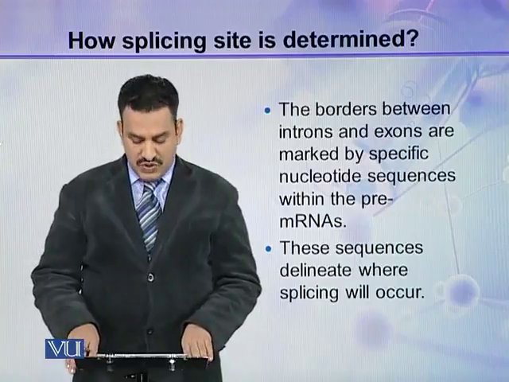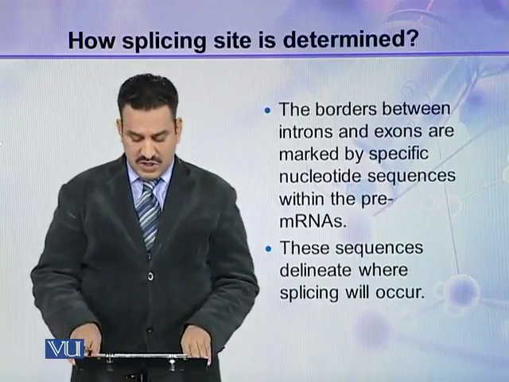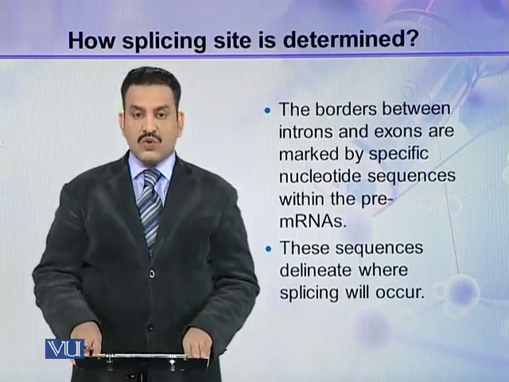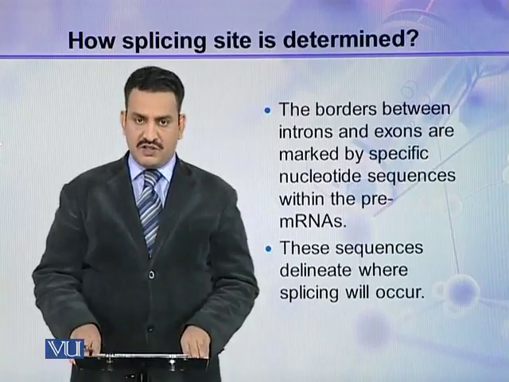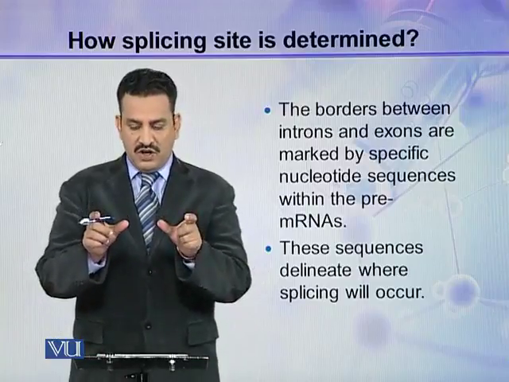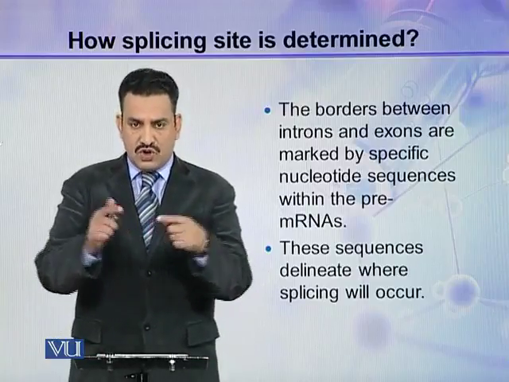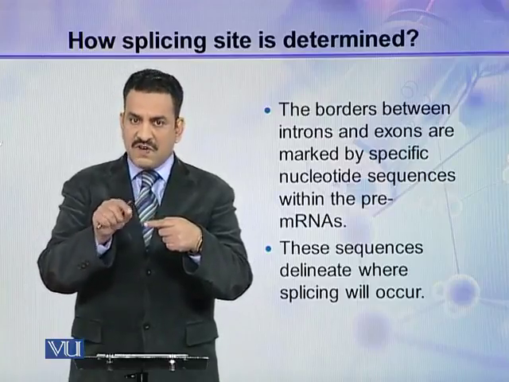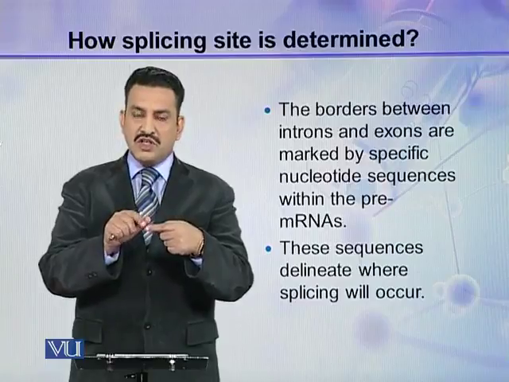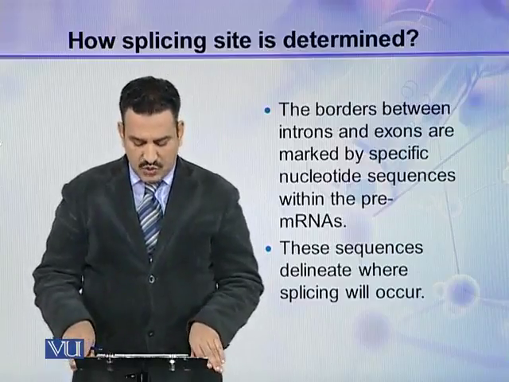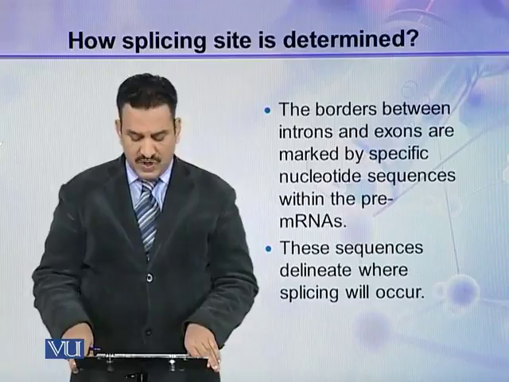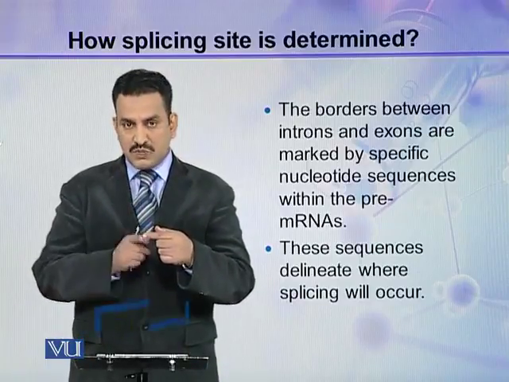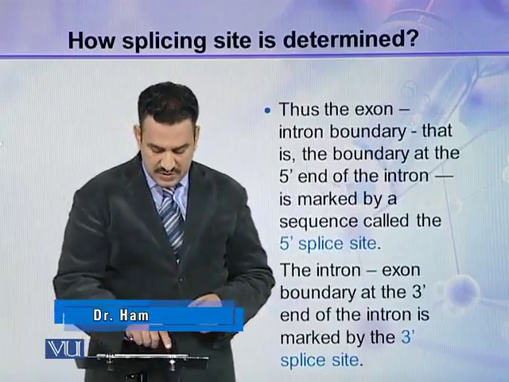The borders between introns and exons are marked by specific nucleotide sequences within the pre-mRNAs. So at the border between exon and intron, there are some specific sequences in the pre-mRNA. These sequences delineate where splicing will occur. So at these sequences, splicing will take place.